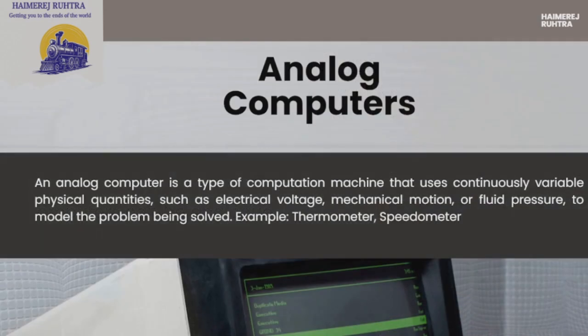So moving on to the analog computers. Analog computers are a type of computer that deals with using continuous variables to determine a certain process or to give a certain output. It says over here that an analog computer is a type of computation machine that uses continuous variable physical quantities such as electrical voltage, mechanical motion, or fluid pressure to model a problem being solved.